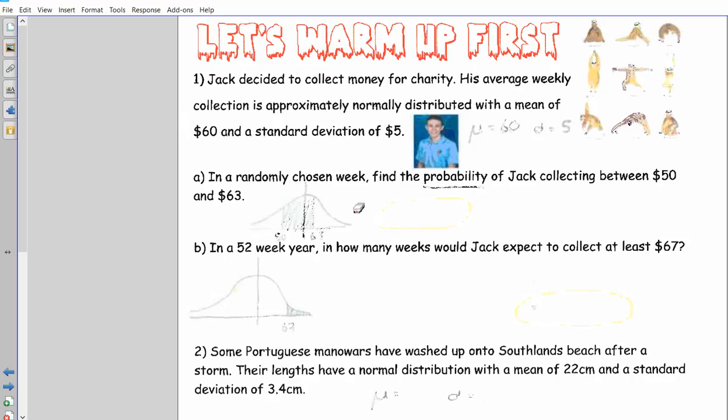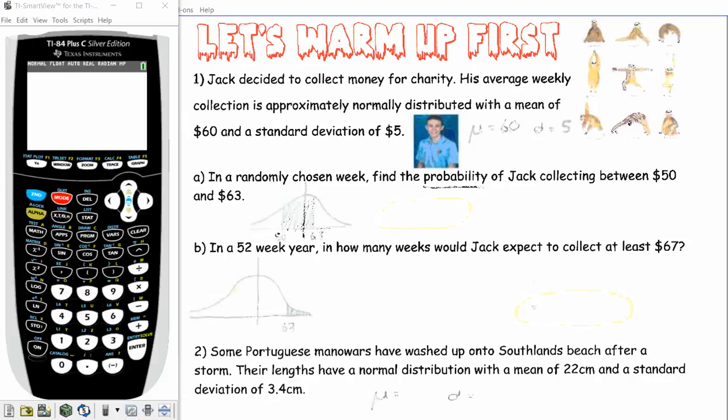So remember his mean is 60, so the mean is at 60. So $50 would be a bit to the left and $63 would be a bit to the right of the mean. So you can mark in these areas and we can shade them in. So find the probability. You can just plug it into a calculator if you like. So let's do that. Let's open up the calculator.